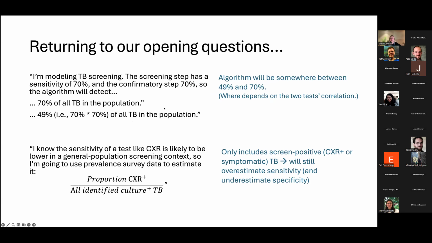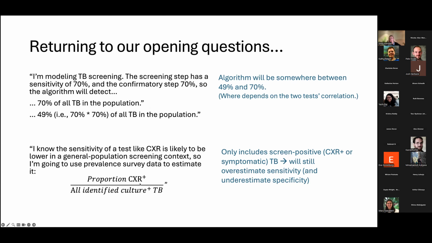These last two, the algorithm independently multiplying sensitivities of different steps, I think we kind of covered. The true sensitivity of an algorithm like that is going to be somewhere between the 70% that you would get if the tests overlapped perfectly and the 49% that you would get if you assumed independence. And then finally, this example where you could use prevalence survey data and all of the TB identified in a prevalence survey as a way of trying to estimate the sensitivity of chest X-ray.